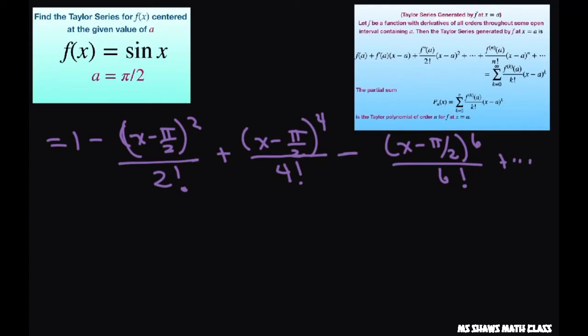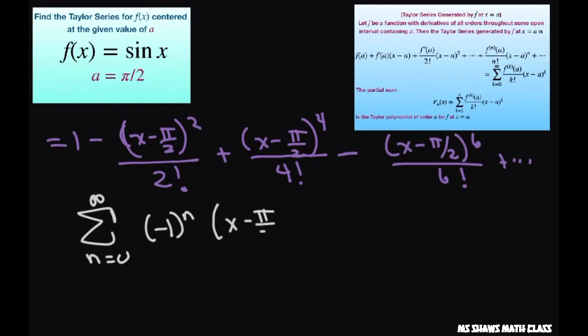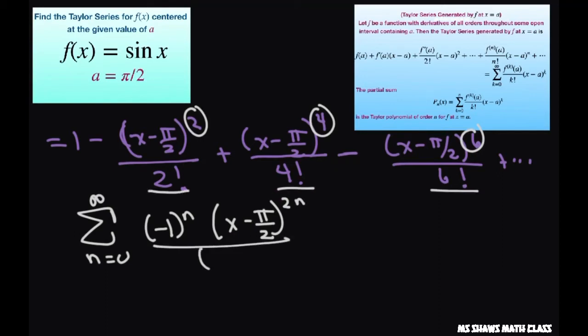Now writing this as a sum, we're going to get the sum n equals 0 to infinity. We have alternating signs, and then we just have x minus pi divided by 2, and since we're going by even powers here, that's to the power of 2n. Now also our factorials are even, so that's going to be 2n factorial.